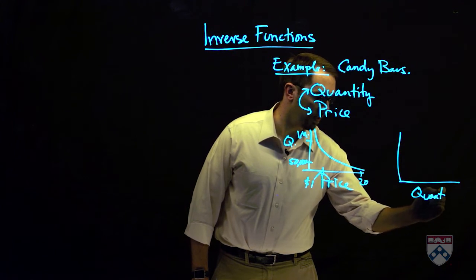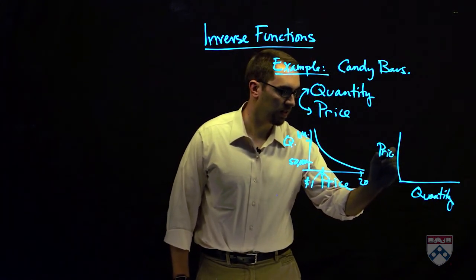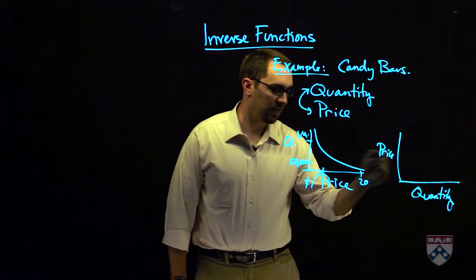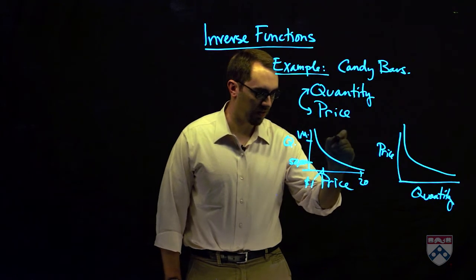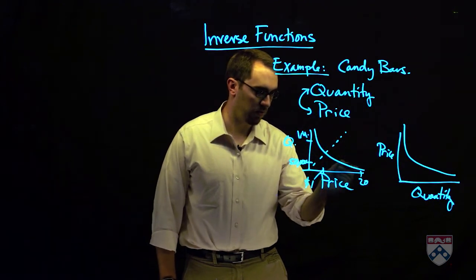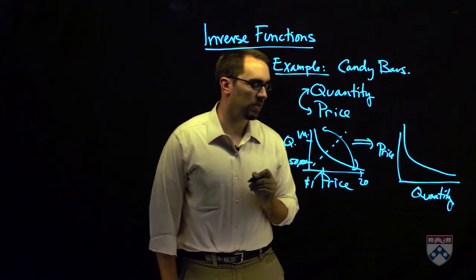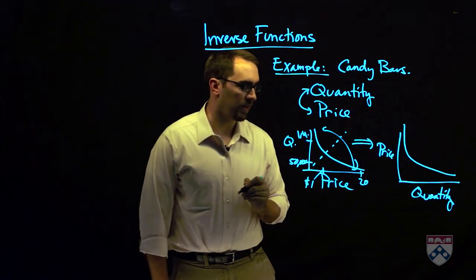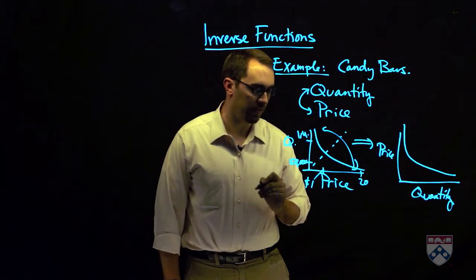You could put quantity on the horizontal axis and price on the vertical axis. And in this case, it's actually going to look pretty similar. Just imagine what we're doing is flipping on this axis, and that produces this graph here. All right, so both of these graphs represent the same relationship in two different ways.